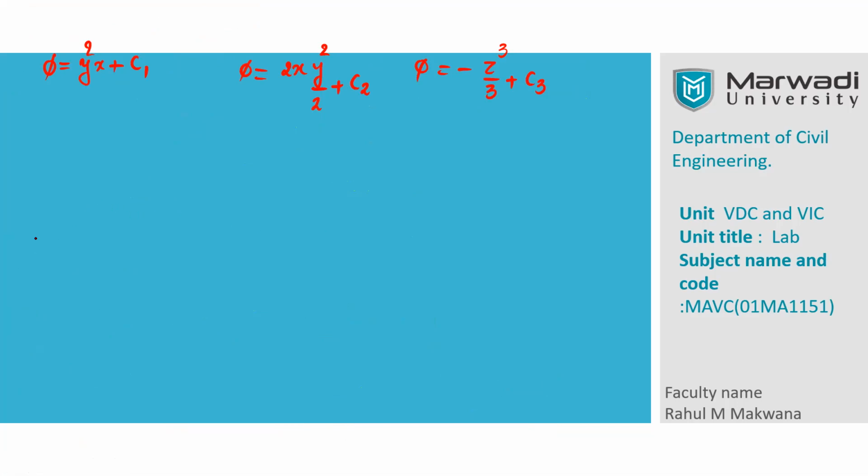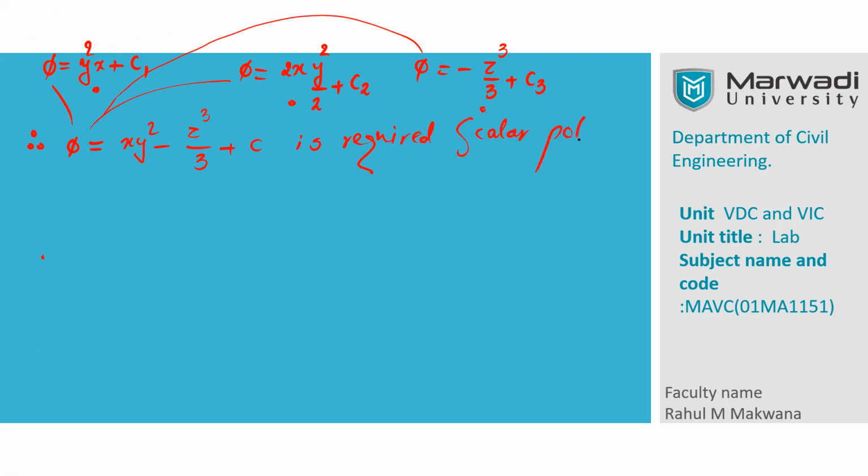Okay, and therefore phi is equals to xy square, this one xy square, and this xy square, minus z cube divided by 3, this one minus z cube divided by 3, and c1, c2, c3, that is the c only, is the required scalar potential function.